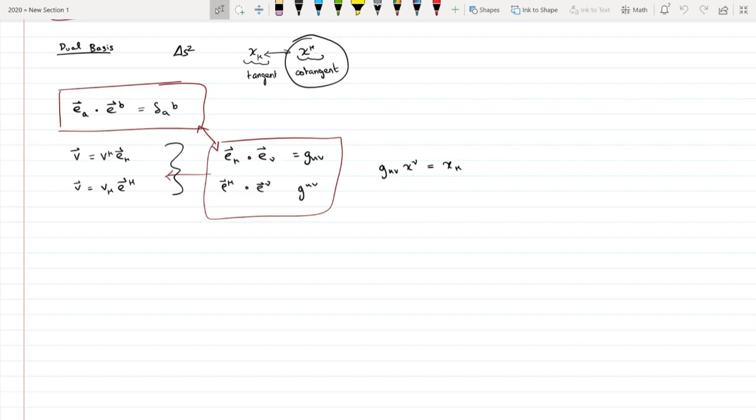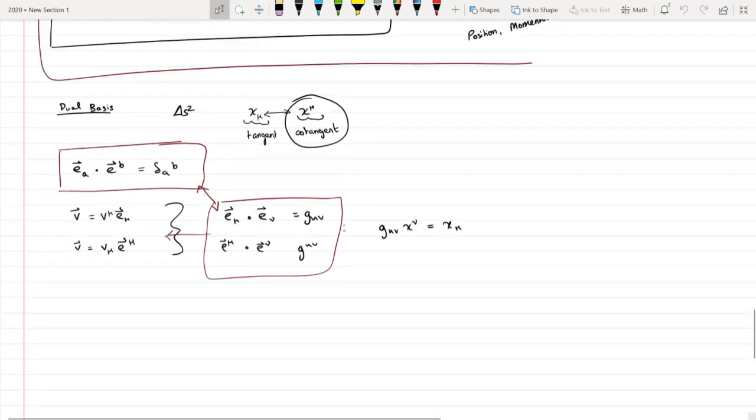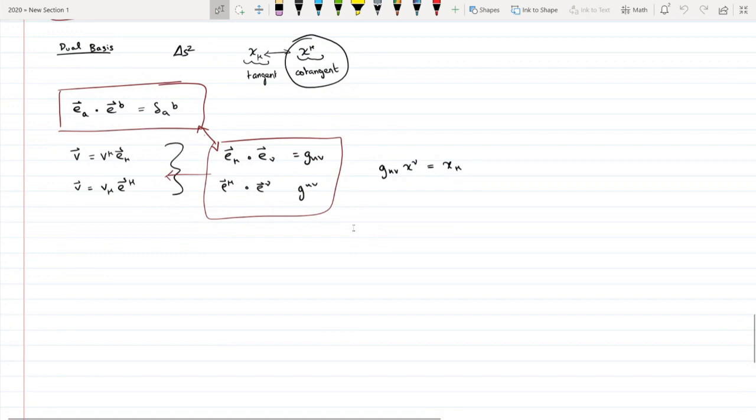Okay, so any questions so far about expanding it? Can you just see why it's called a dual? And do you guys have any questions on what I've written down?